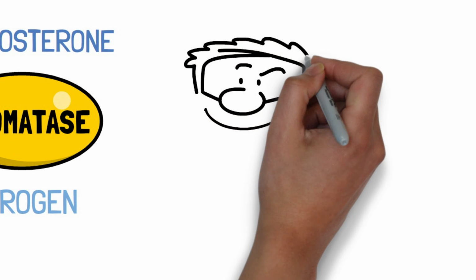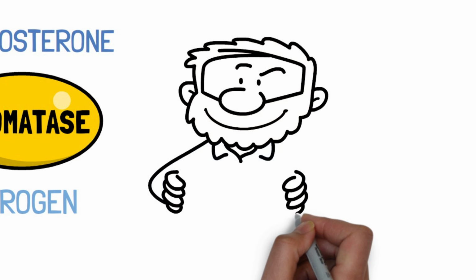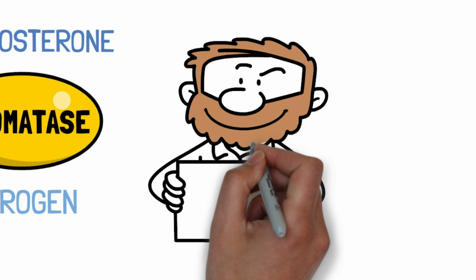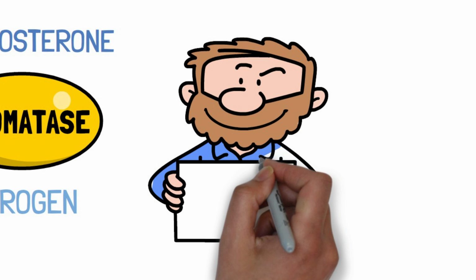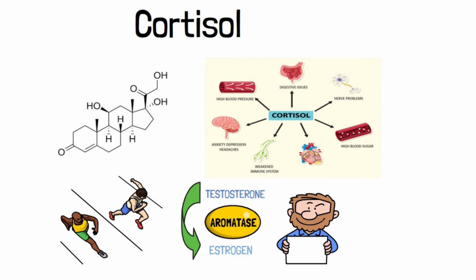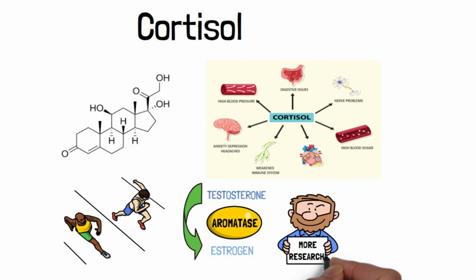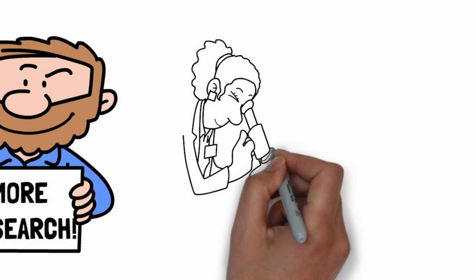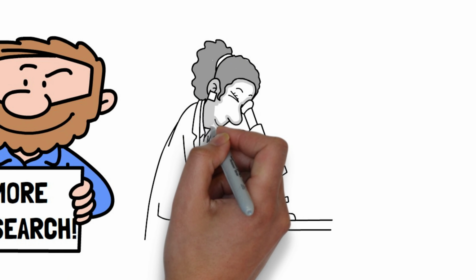effectiveness. While it's established that cortisol impacts testosterone production and aromatase activity, direct evidence of cortisol's effect on androgen receptor binding requires more research. The current understanding is based on indirect evidence and physiological observations.